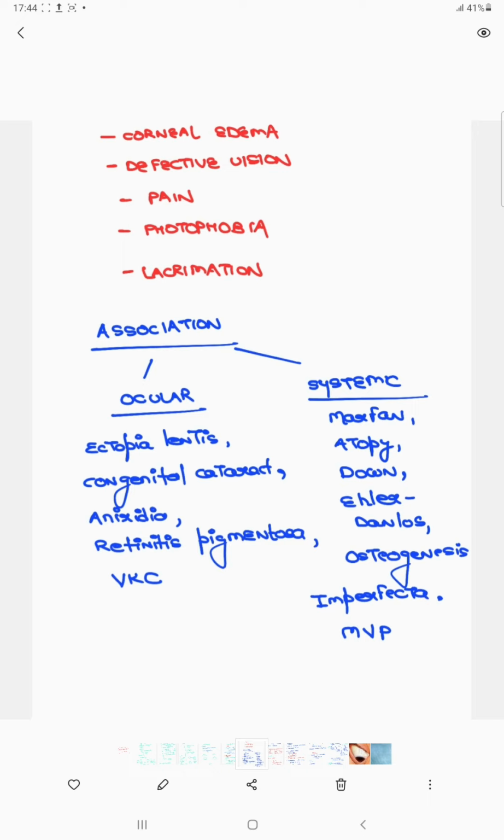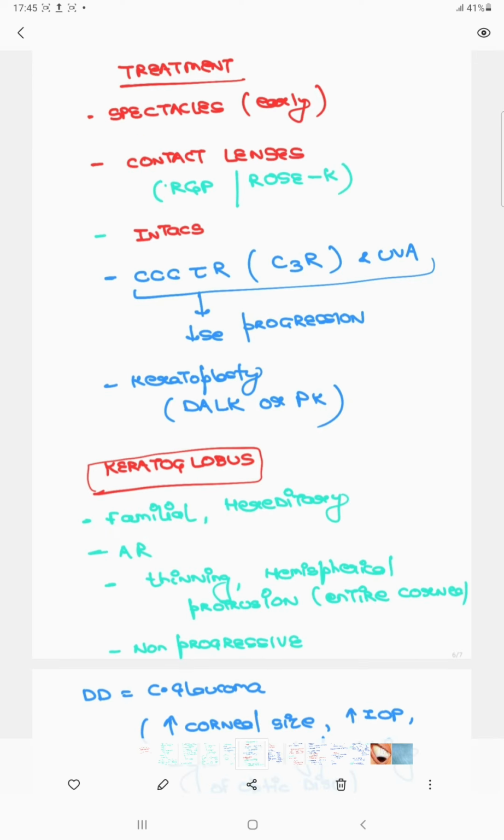Keratoconus is associated with some conditions. Some are ocular, some are systemic. Ocular: it is associated with ectopia lentis, congenital cataract, aniridia, retinitis pigmentosa, and vernal keratoconjunctivitis. In VKC patients, what happens? They frequently rub their eyes, so the cornea gets thinned out. And what are the systemic associations? Marfan syndrome. These are all collagen disorders. Osteogenesis imperfecta, Ehlers-Danlos syndrome. It is also associated with atopy, Down syndrome, mitral valve prolapse.